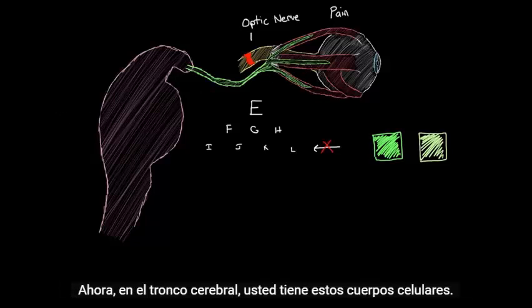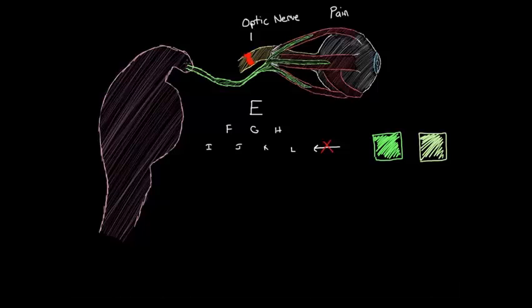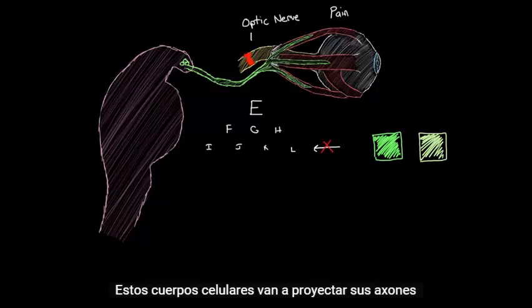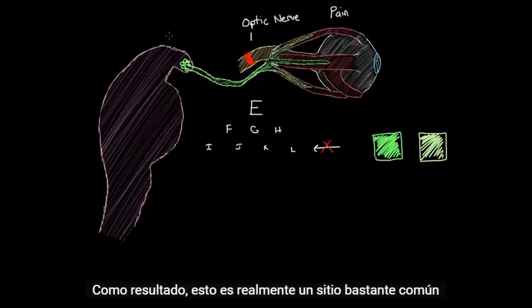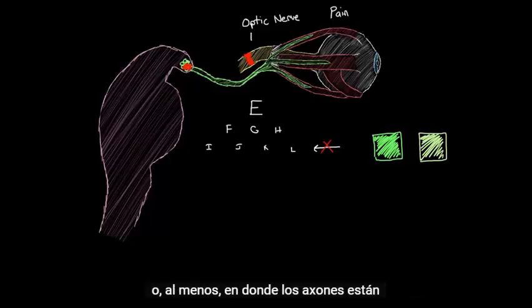Now, in the brainstem, you have these cell bodies, right? So these cell bodies are going to project their axons into these nerves, right? And then these nerves will ultimately innervate the muscles of the eye. And as it turns out, this is actually a pretty common site of lesion formation, this general area of the brainstem, or at least where the axons are in that region of the brainstem. So you can imagine that you'll get a lot of problems with moving your eye around.